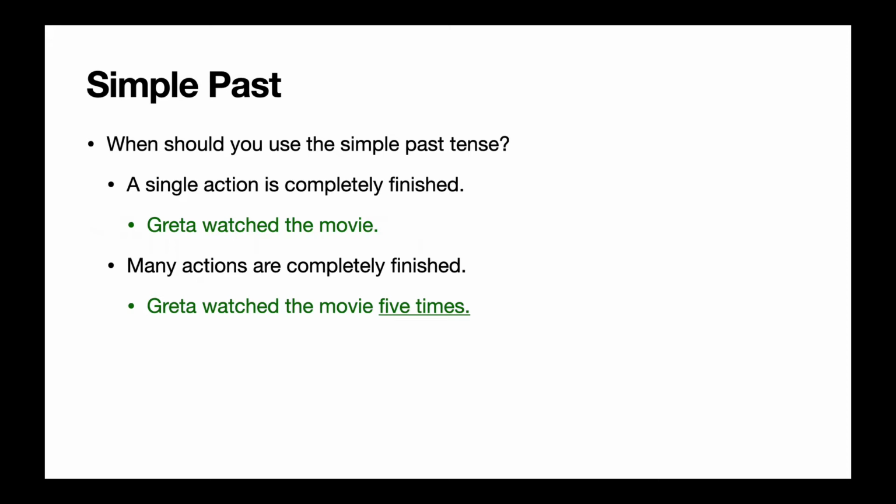Well, first of all, you can use the simple past when a single action is completely finished. So for example, Greta watched the movie. That means she watched the movie, she finished watching the movie, she's not watching it anymore. Or you can use the simple past to describe many actions that are completely finished. Like Greta watched the movie 5 times. So this is many times that she watched the movie, but they're all finished. She's not watching the movie anymore. All these times that she watched it are in the past.